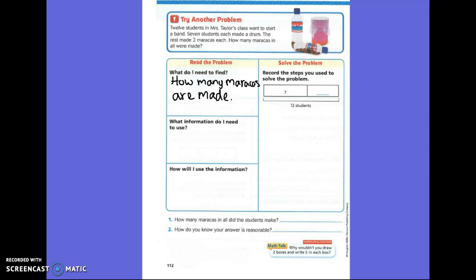Yes, Mrs. Taylor's class has 12 students. So I'm going to write 12 students. I know I could have it in a sentence, but we don't have a lot of room, so I'm just going to write 12 students. There are 12 students. That's important. What else is important? It's important that she has 12 students, but what else? What other information? Carter?